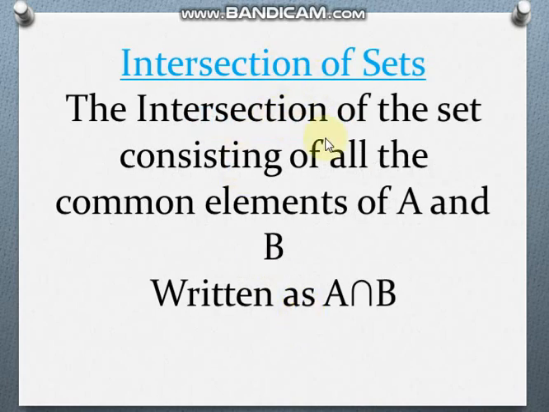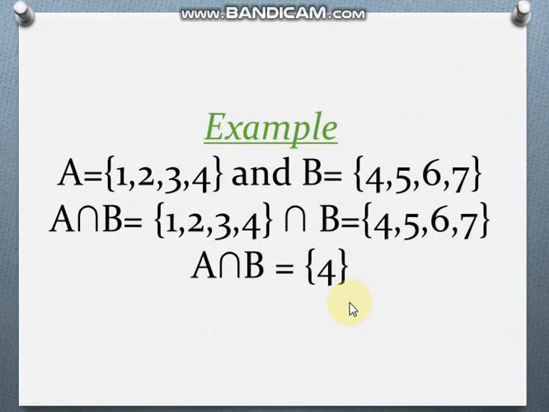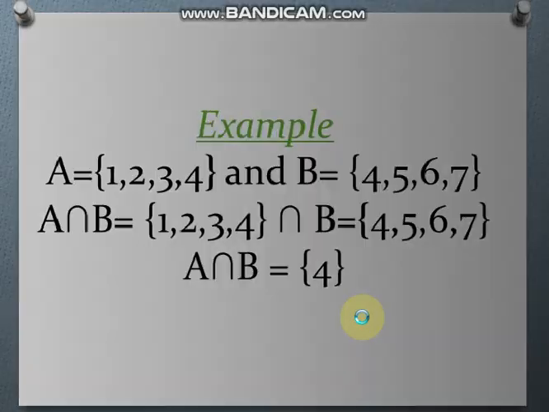Intersection of sets. The intersection of sets A and B consists of all the common elements of A and B. This symbol is used. How to find the intersection? A = {1, 2, 3, 4} and B = {4, 5, 6, 7}. So A intersection B: write {1, 2, 3, 4}, the intersection sign, then {4, 5, 6, 7}. Then 4 is the answer.